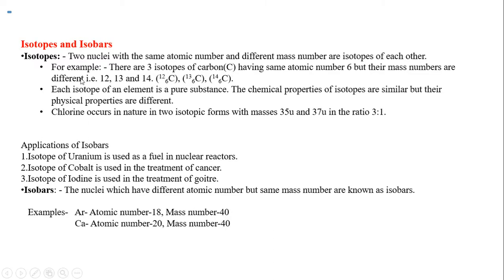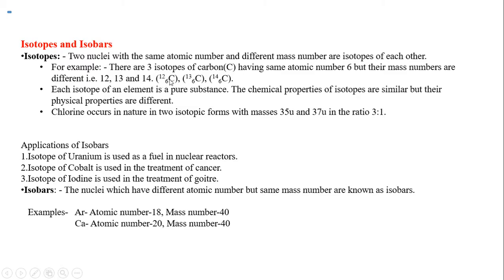Next, isotopes and isobars. Isotopes are atoms of the same element with the same atomic number but different mass number. For example, the isotopes of hydrogen: 1H1, 1H2, 1H3. All three isotopes have the same atomic number; only the mass number differs. That is very important: atoms of the same element having the same atomic number but different mass number.